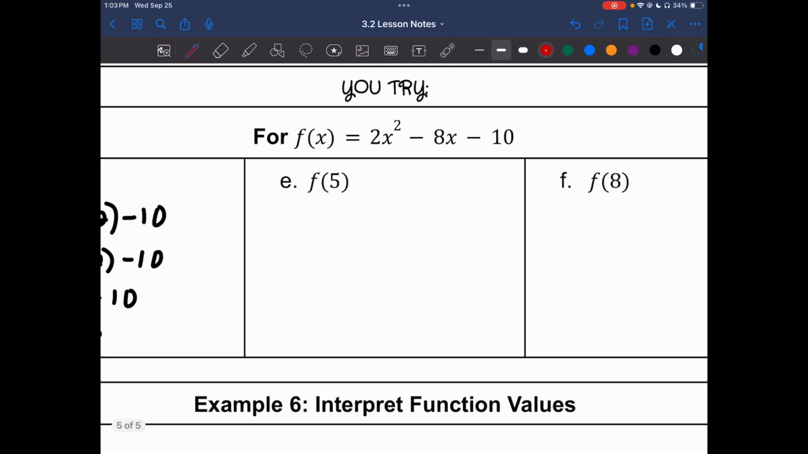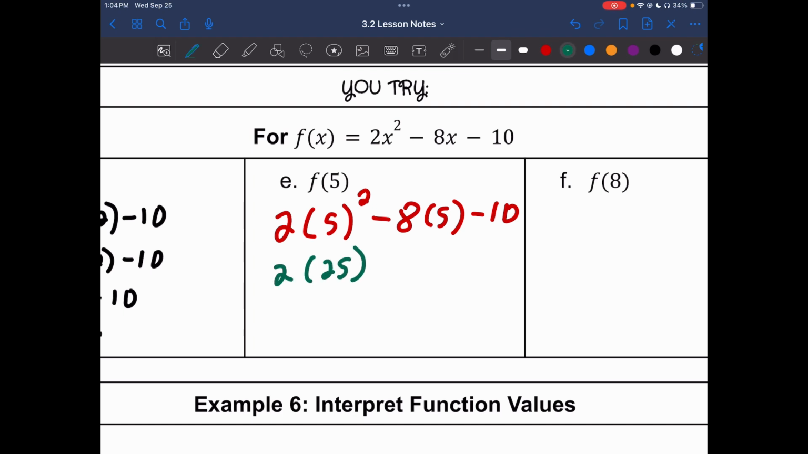Letter E, we have f of 5. If we go ahead and do this, we have 2 times 5 squared minus 8 times 5 minus 10. You'll notice I'm putting all of my substitutions in parentheses so that I know what I'm supposed to be working with. So 5 squared is 25. Now we do our multiplication. We get 50 minus 40 minus 10. 50 minus 40 minus 10 is 0.